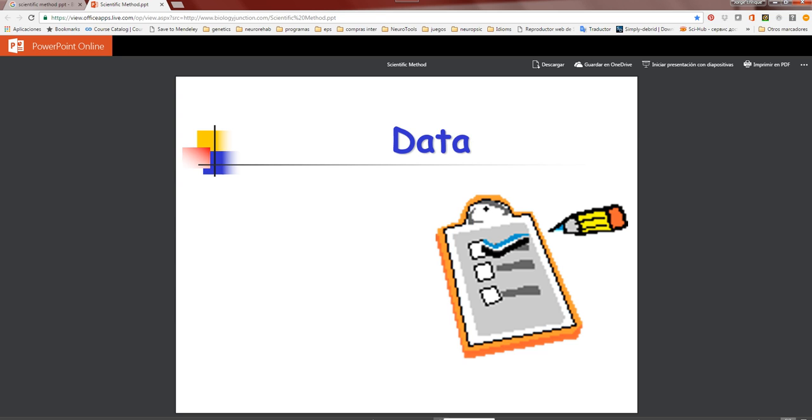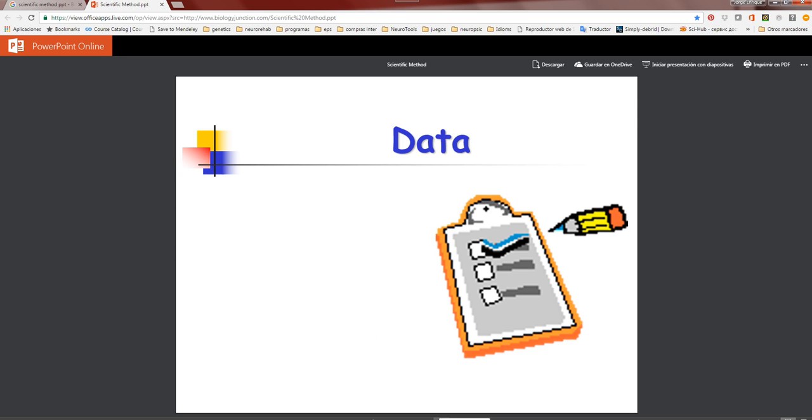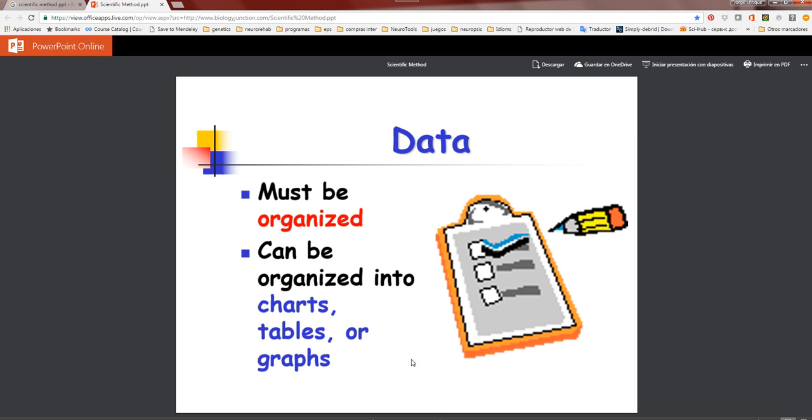After you have run your experiment, you can go to the next part of the scientific method, that is the data. The data are the results of the experiment. They could be of two categories: quantitative, that is in numbers, or qualitative. The data must be organized. How can you get it organized? You can register your data into charts, tables, graphs, in order to look at them in an orderly way.